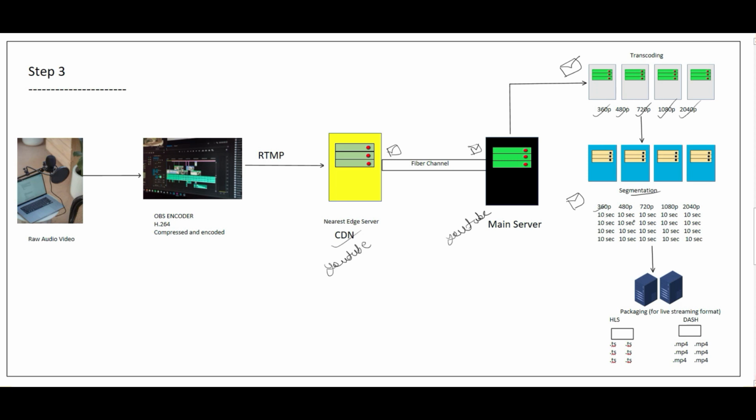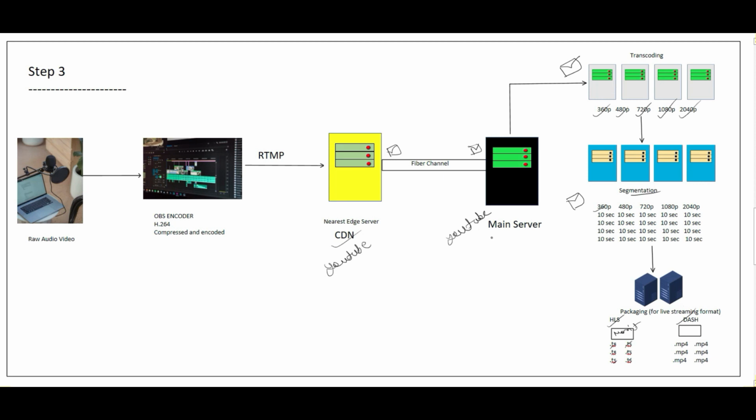The third task, after the segmentation, is packaging. What will happen in packaging? The video will be packaged in whatever format the live streaming protocol supports, like HLS and DASH, right? HLS is the HTTP Live Streaming protocol, and in it we have a manifest file which has the details of all the chunks of the video, and each chunk is in .ts format with 10-second videos. In DASH we have .mp4 chunks of the 10-second videos, and there is a manifest file which has all the details about these chunks and different formats.